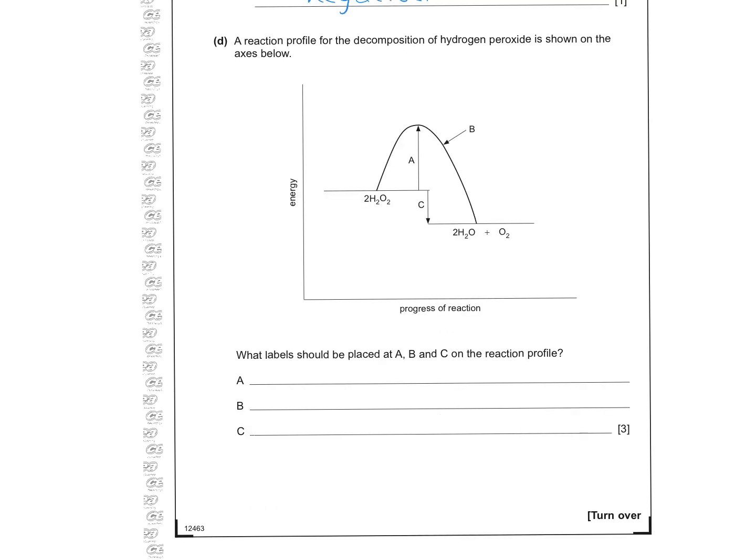On to D. I have to label these. Well, A is the activation energy, and it always goes from the reactants up to the peak of this hump. So even if it was an endothermic reaction, so say it goes like this, the activation energy still goes from the reactants line up to the peak. So back to the question then. B is the reaction pathway, and C is the energy change.